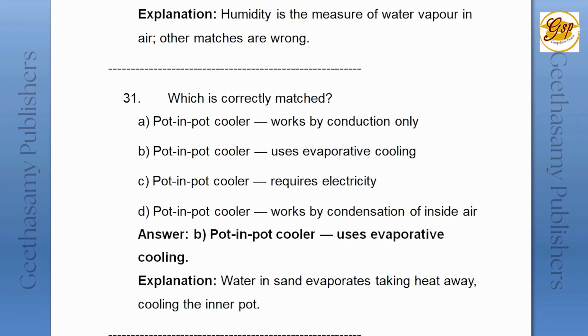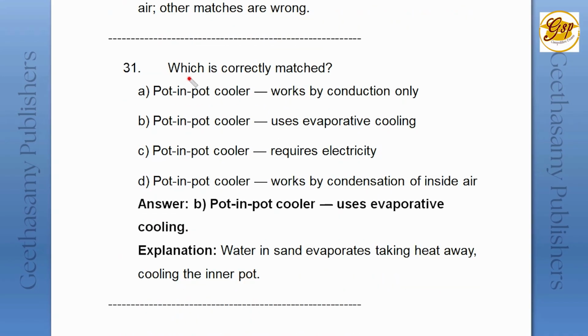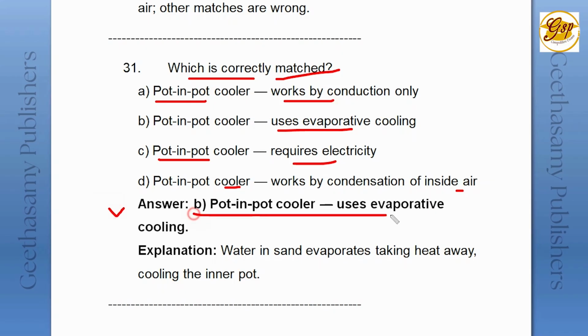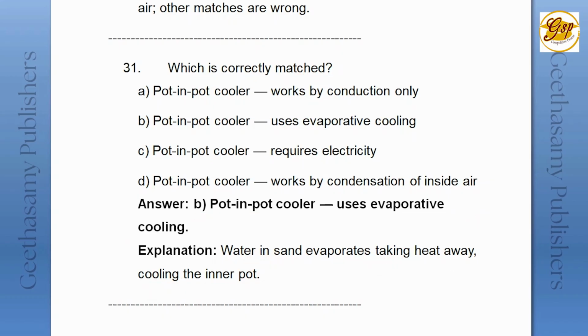Fine. 31st question. Which is wrongly matched? Pot-in-pot water cooler works by conduction only. Pot cooler uses evaporative cooling. Pot cooler requires electricity. Pot cooler works by condensation inside air. The correct answer is that the pot cooler uses evaporative cooling, right? The explanation: water in the sand evaporates, taking heat away, so the inner pot cools.